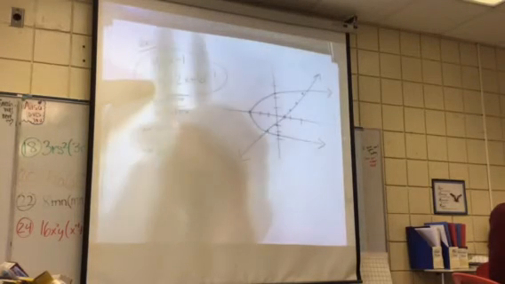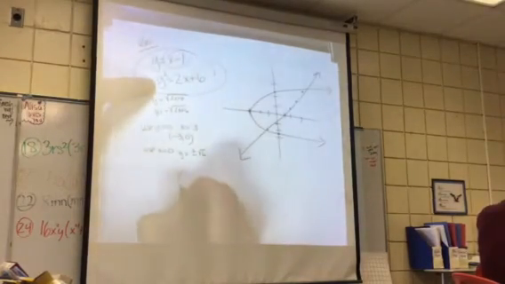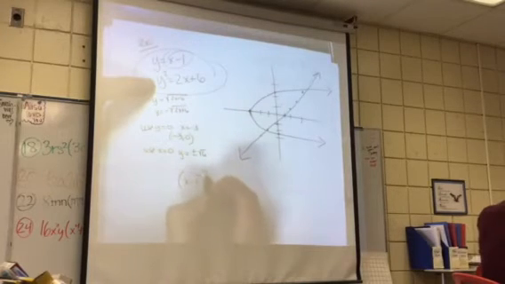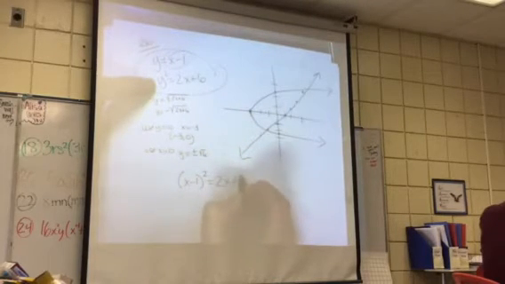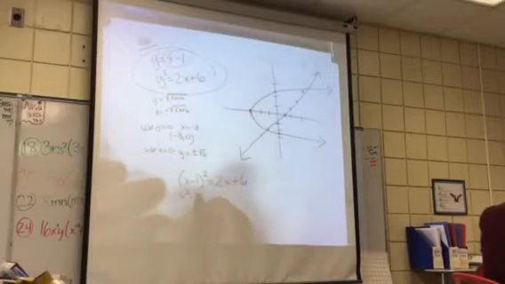So what can I substitute into this problem for y? Y is x minus 1. So that means I could now have an equation that says (x minus 1) squared equals 2x plus 6. All right, so let's solve this equation.